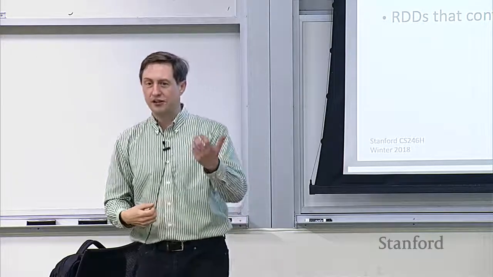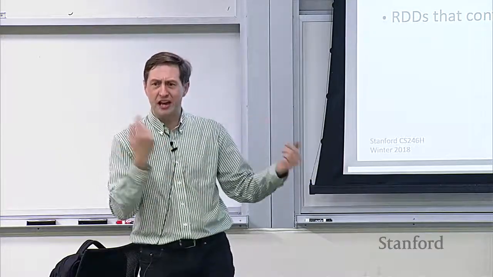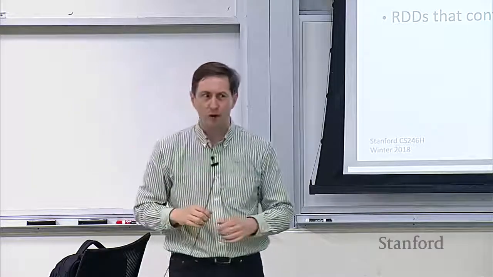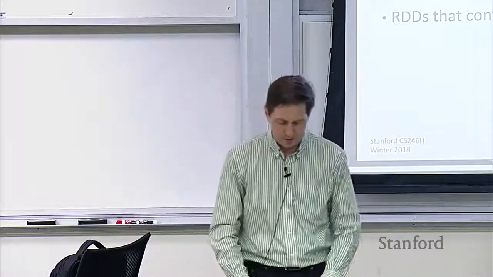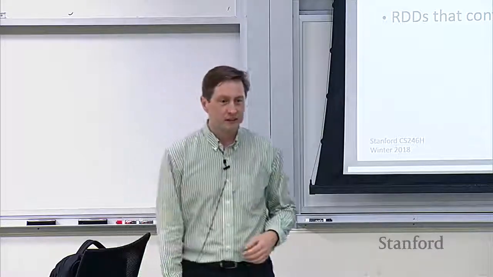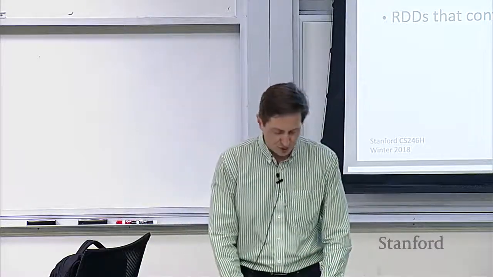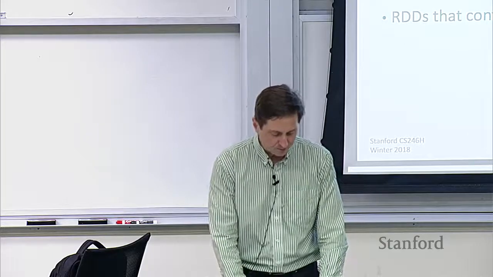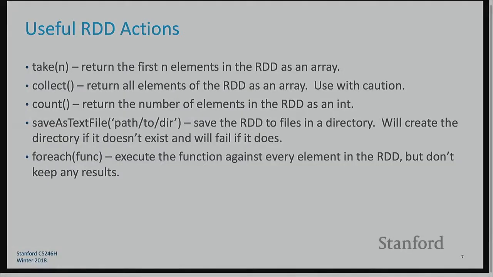And if you were in 246H yesterday, you saw some of that at the very end where we started playing around with creating key value pairs. And even if you weren't in 246H, you saw it in homework zero. It's where you do word count. There's reduce by key as a fundamental part of word count. All right, so these are useful things that you can do with an RDD, things you should be aware of and should understand. And do I go into more detail on these? Yeah, I do. And there's more stuff.